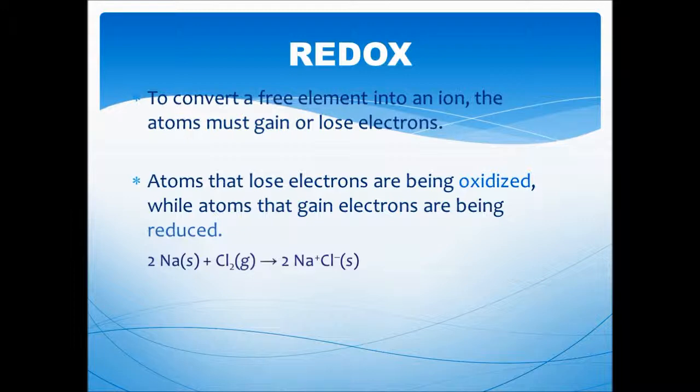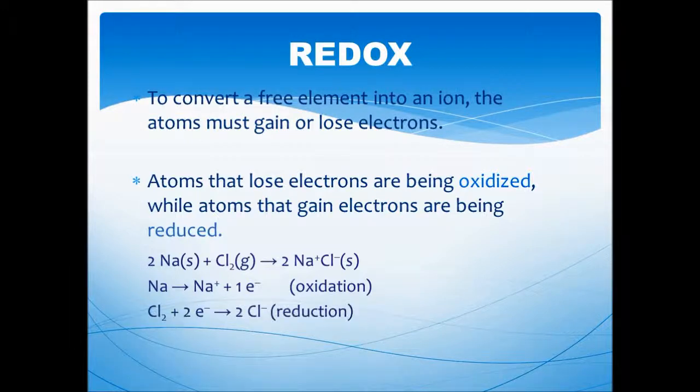As seen earlier, sodium and chlorine will react to form sodium chloride. The sodium atom loses an electron to form a positive charge, while the chlorine atom gains an electron to form the chloride ion. The transfer of that electron from the sodium atom to form a sodium cation is called oxidation. The acceptance of that electron is called reduction.